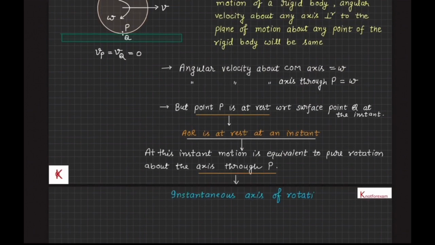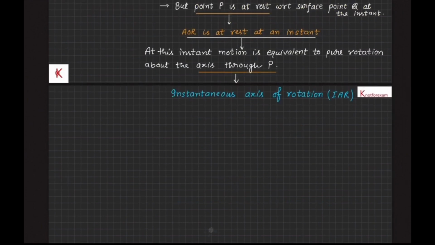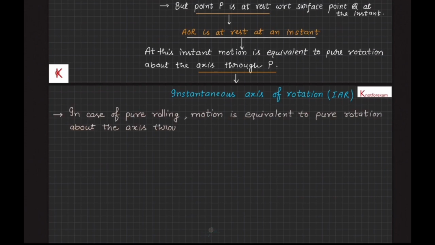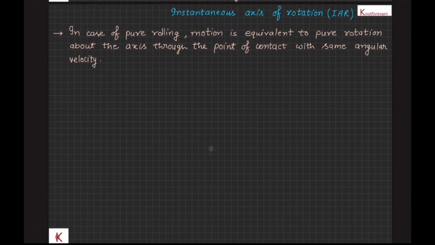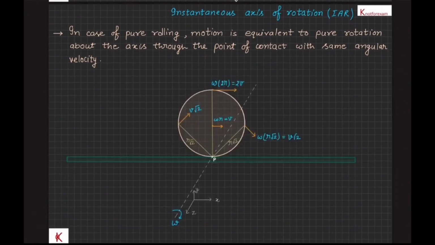This axis is called instantaneous axis of rotation, and if we sum up this understanding, then we can say that in case of pure rolling, motion is equivalent to pure rotation about the axis through the point of contact with same angular velocity. Now we can see that this is equivalent to a pure rotation. Then we can find velocity of any point by the relation r omega, and also the direction of this velocity in the same way as in the case of pure rotation.